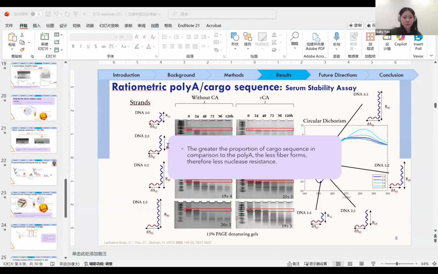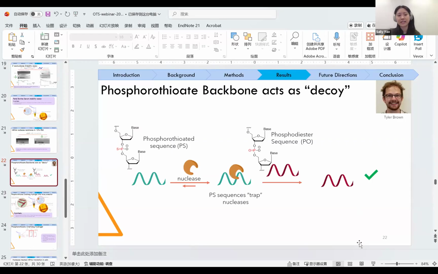So the motivation of using PS overhang is because of the observation we had where PS overhang would trap the nucleases. And when you trap the nucleases, they are occupied and won't be able to degrade other non-modified single strands. What we observe here is when the nucleases are trapped and we put in more non-modified PO sequences, we're able to recuperate the PO sequences without harming them.